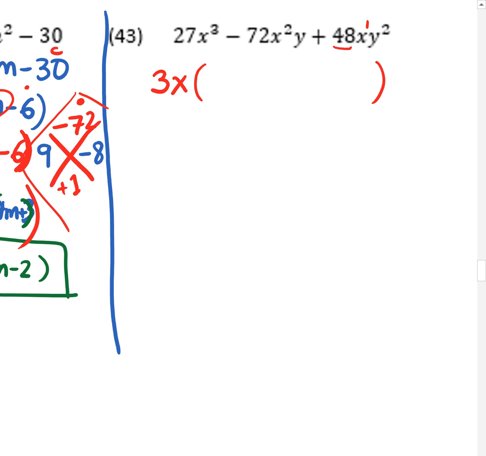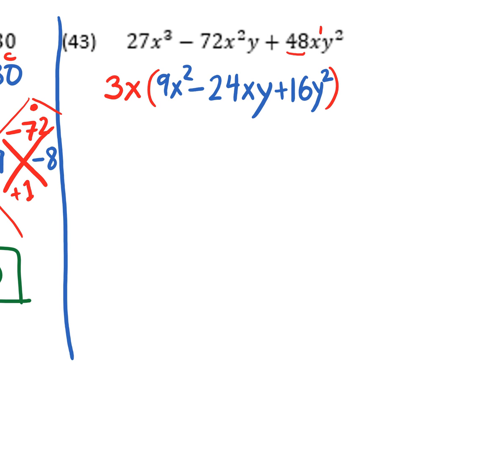If I take a 3x out, let's see, 9x squared minus 24xy plus 16y squared would be left. Alright, but then for what's left in the parentheses there, I'm going to have to do the same method that I've been doing. I just have to carry that 3x along as I go. I'll make that little table thing.